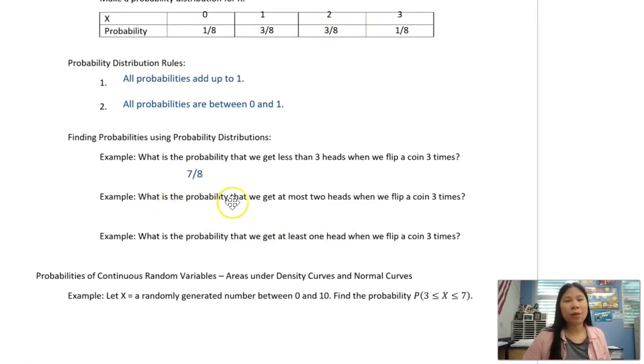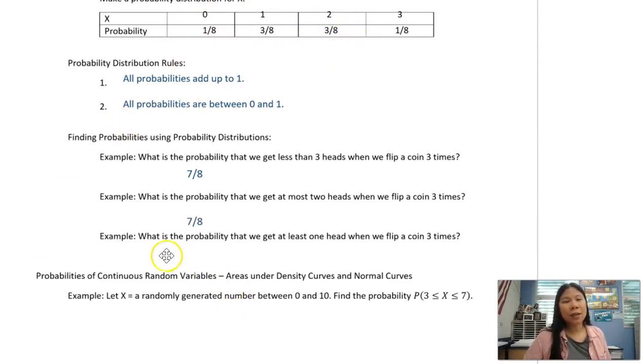Second example, what is the probability that we get at most 2 heads when we flip a coin 3 times? So at most means that we can get up to that number, but nothing more. So at most 2 means everything up until 2. So 0, 1, and 2, again, if we add those together, we get 7/8.